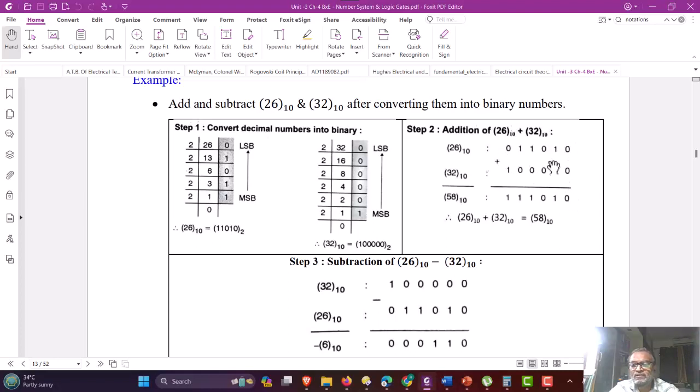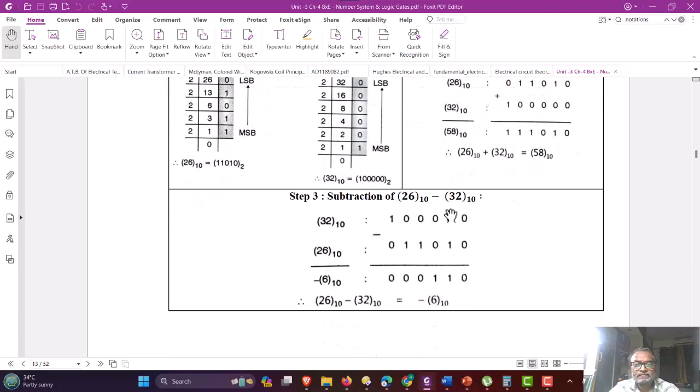0 plus 0 is 0, 1 plus 0 is 1, 0 plus 0 is 0, 1 plus 0 is 1 again, 1 plus 0 is 1 again, and 0 plus 1 is 1. So the sum is 110010. If you convert this binary number to decimal, you will get 58, which is also verified as 26 plus 32 in decimal is 58.